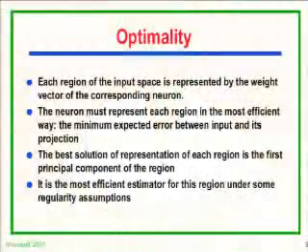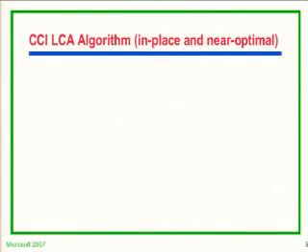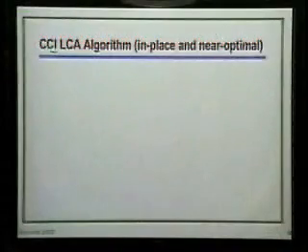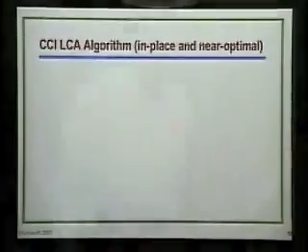It's very much like a traditional principal component analysis, but it's restricted to this region. Okay, it's a local principal component. Then since it has optimality, computation is limited, in the sense that we need to have in-place learning. So it's a CCI. CCI means candid covariance-free incremental. LCA means lobe, L-O-B-E, it's a lobe.